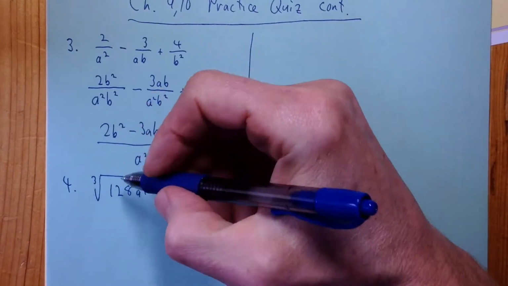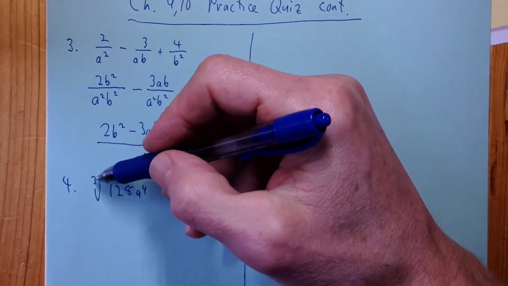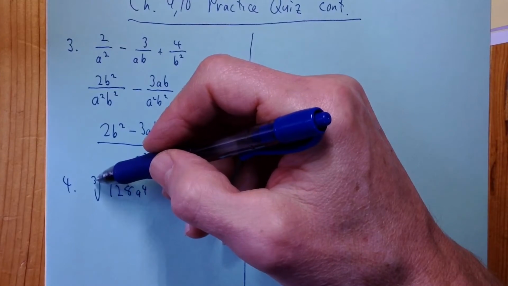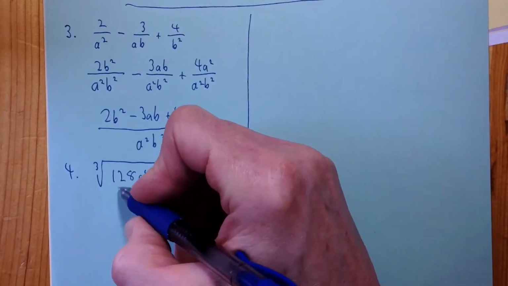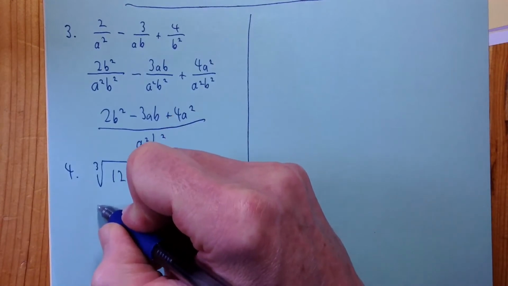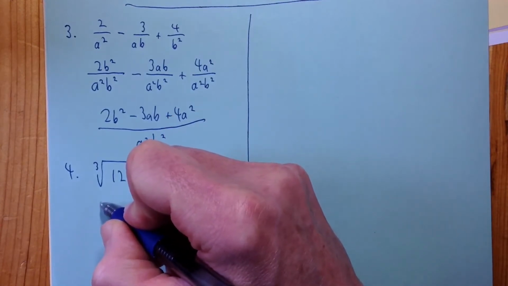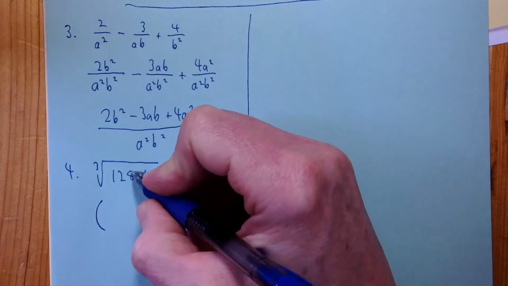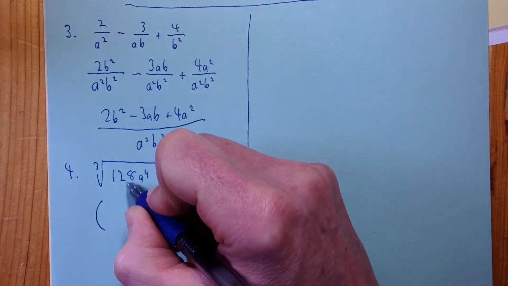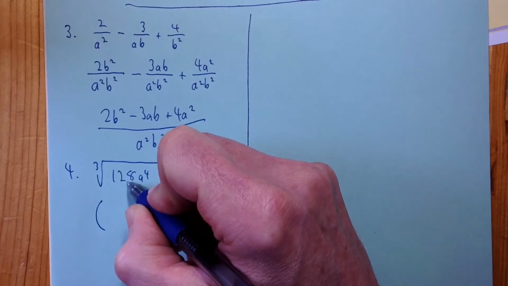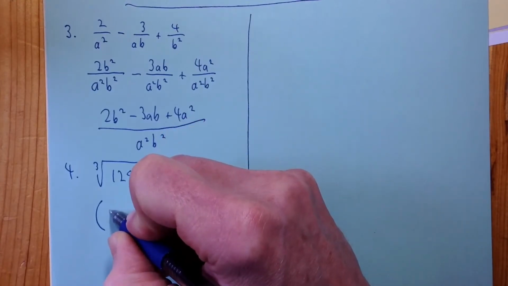So let's see. 4 times 4 times 4 would not be that. 5 times 5 times 5 would not be that. So I think we're going to have to multiply this out. So I'm going to write it to the 1/3 now. And what's 128 equal to? Let's see, it's 2 times 64. And 64, so I'll just show my work.